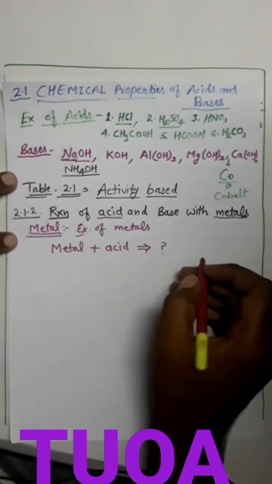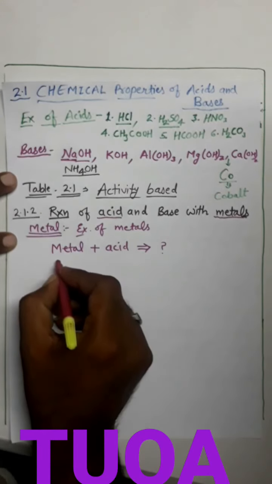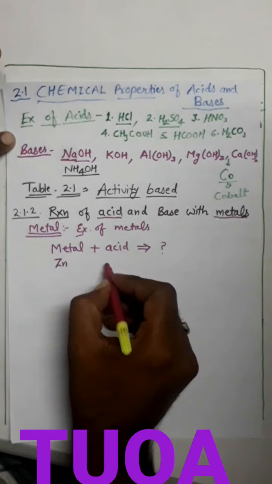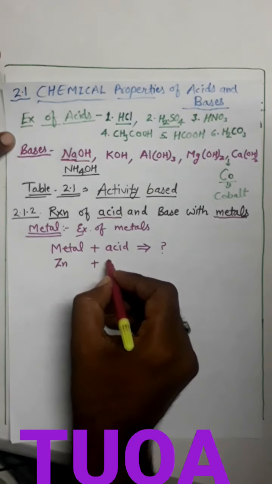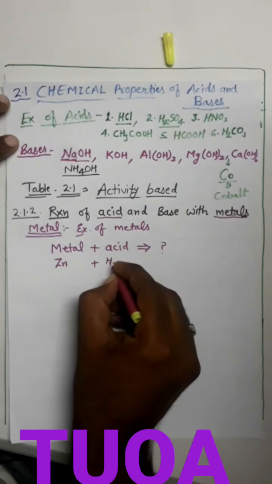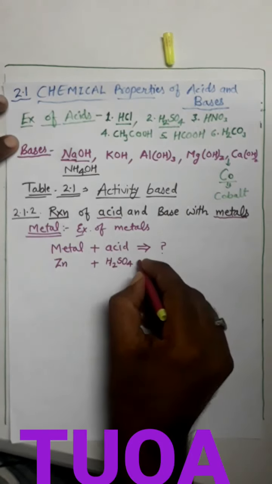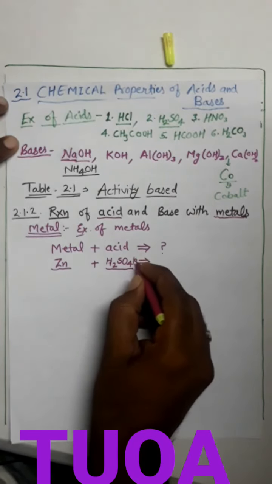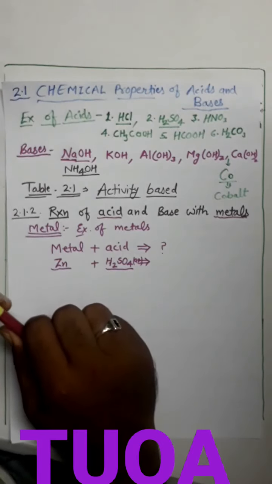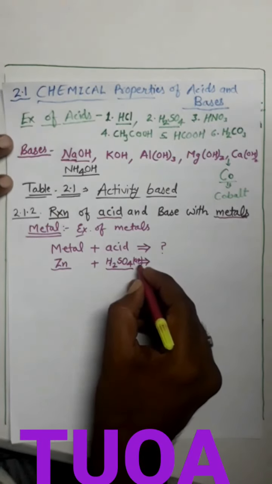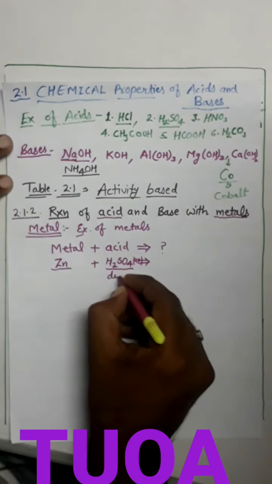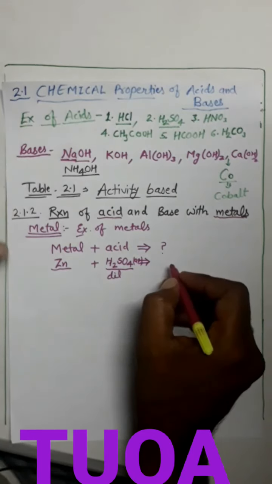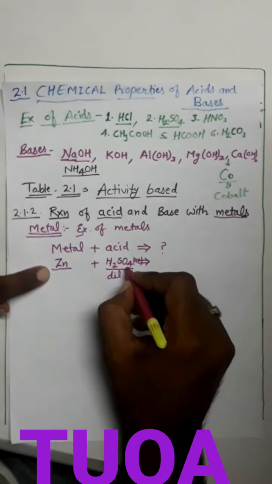I have taken one example of a metal, zinc, and the symbol of zinc is Zn. For an example of an acid, I am taking sulfuric acid, whose formula is H2SO4. When you put this zinc metal in sulfuric acid solution, this is aqueous, meaning in liquid state, water is more here. This sulfuric acid is in dilute condition; we are not using concentrated sulfuric acid here.